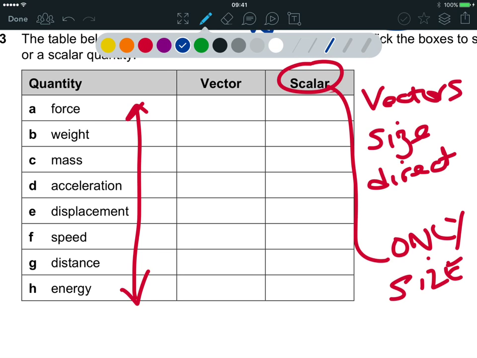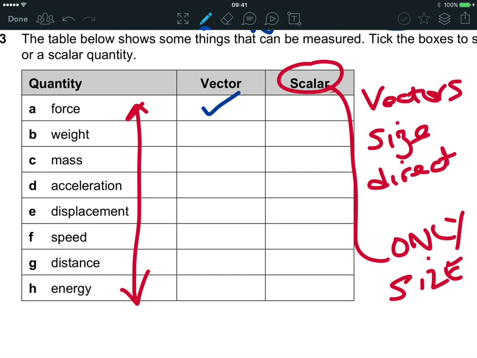Now, force is a vector quantity because it has a size and a direction. You'll remember that if you think about actually pushing a box, if you apply force to a box to push it along a table, it will travel in the direction that you've pushed it, so therefore force must be a vector quantity because it has direction. It also has a magnitude because you push with a certain number of newtons. That will be your magnitude.